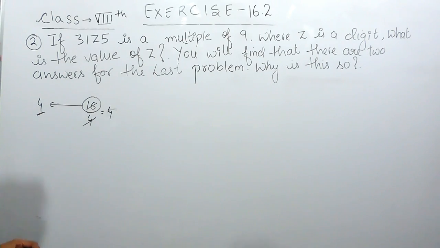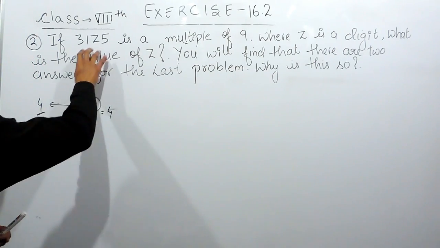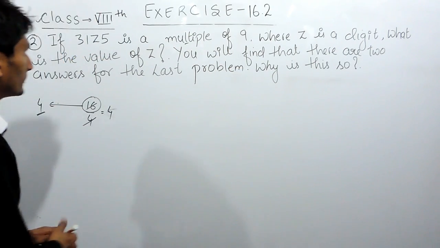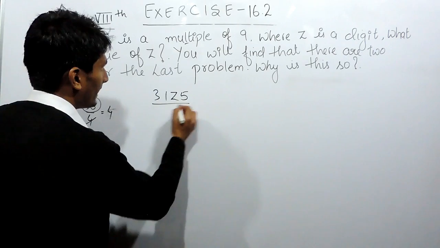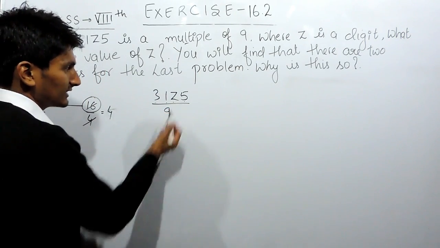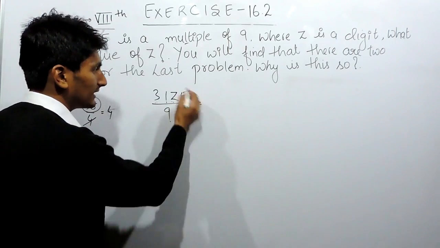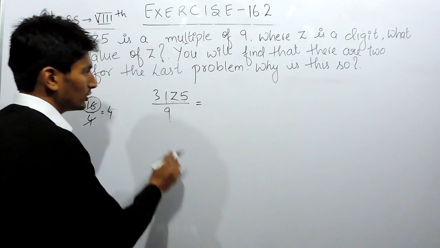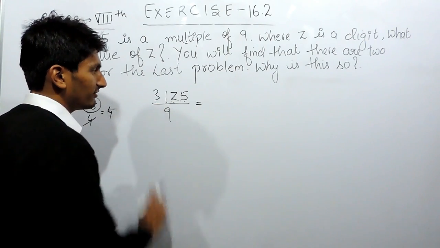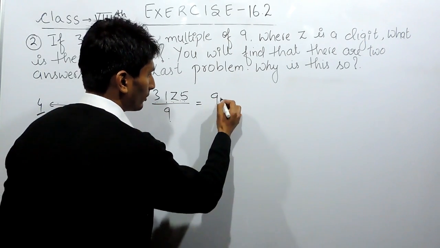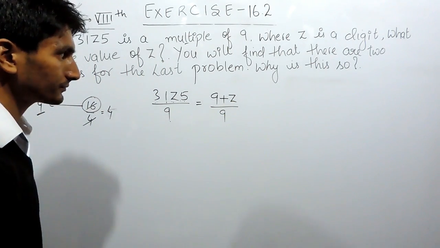9. And we know the divisibility rule of 9, which tells us how to find whether a certain number is divisible by 9 or not. To do so, we have to add the digits in this number, and if the sum of these digits is divisible by 9, then the complete number must also be divisible by 9. So if I add, 3 plus 1 is 4, 4 plus 5 is 9. So the sum of digits is 9 plus z, because we don't know the value of z.